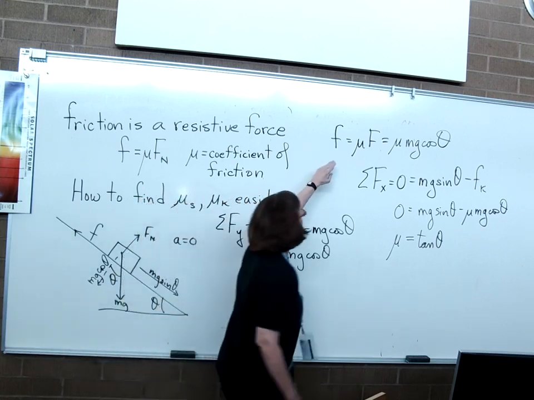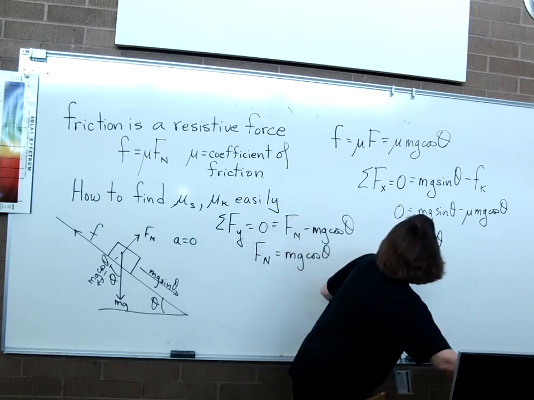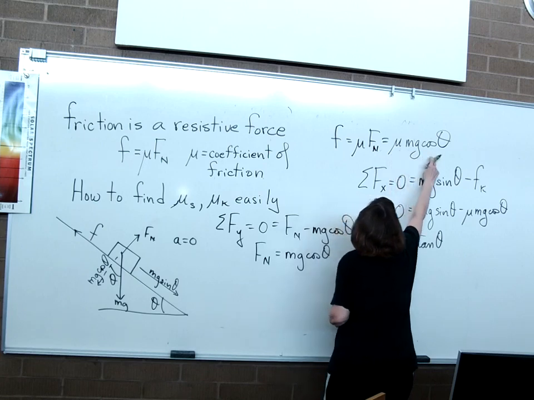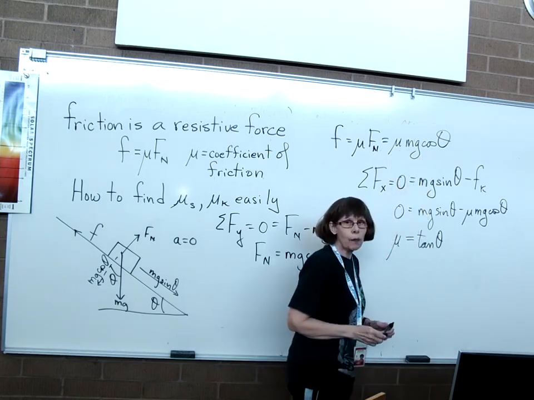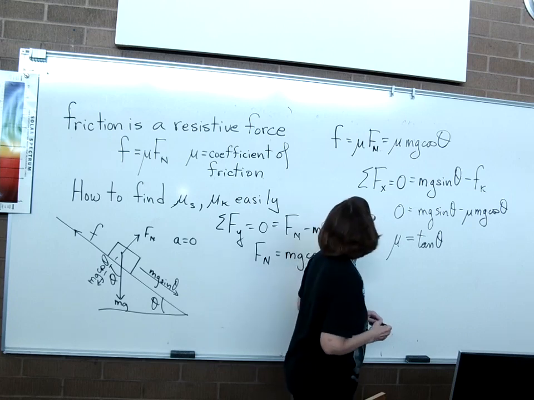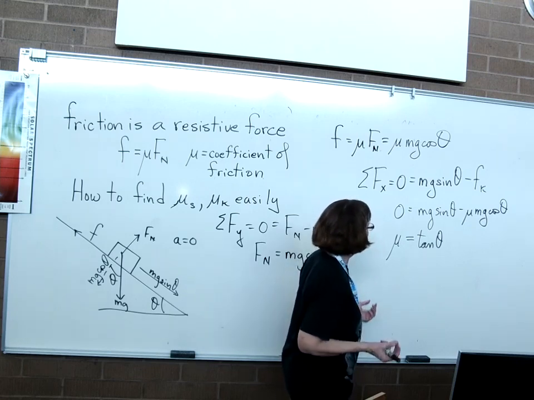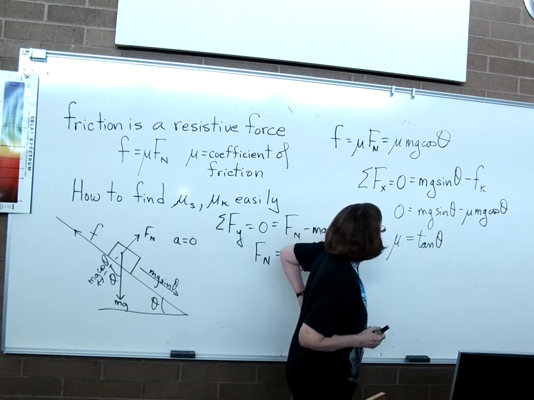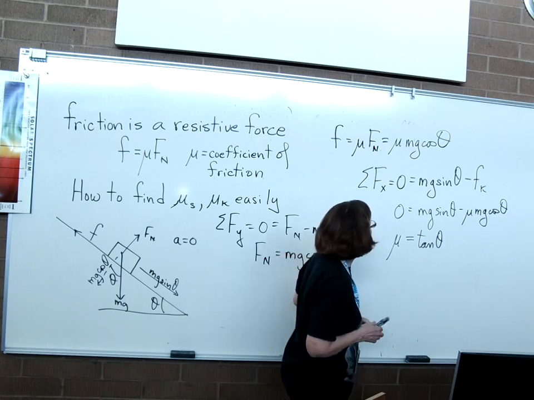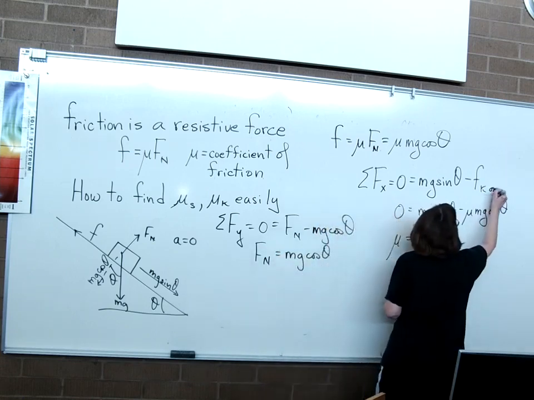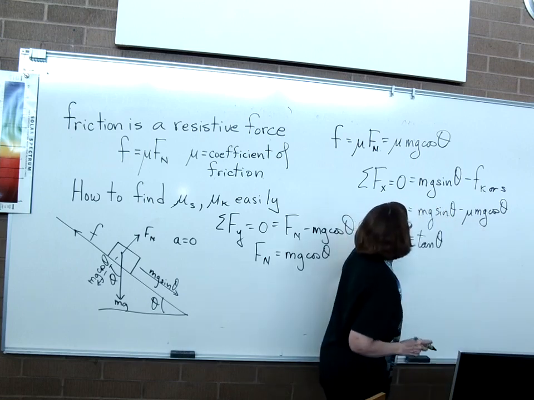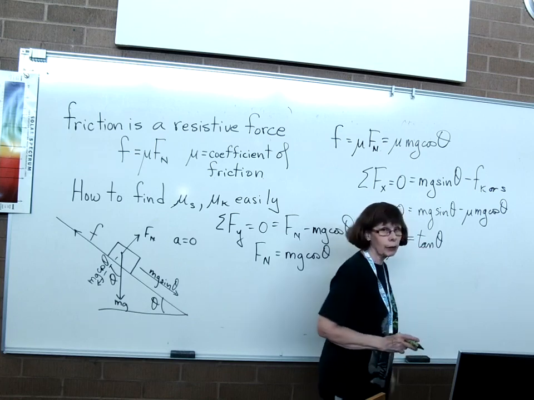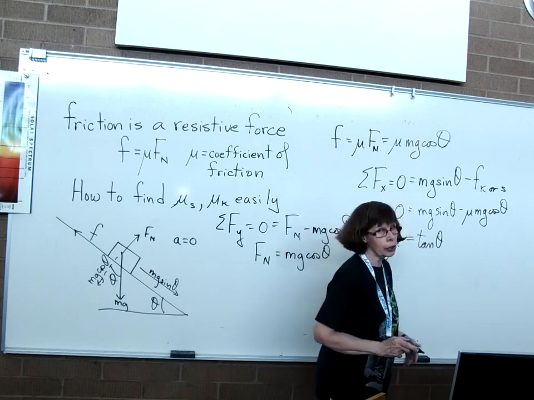Therefore, friction is equal to mu times the normal force, which would then be equal to mu mg cosine theta. So the sum of the forces in the x direction gives us 0. That's mg sine theta minus kinetic friction or static. So what we see here when we get the next one, mg will factor out, and the coefficient of friction is going to be equal to the tangent of the angle.